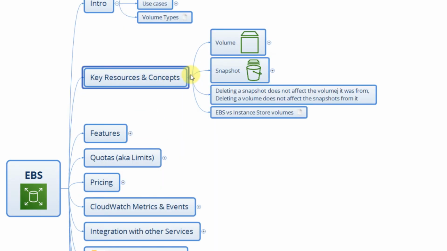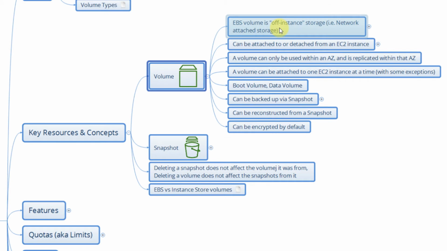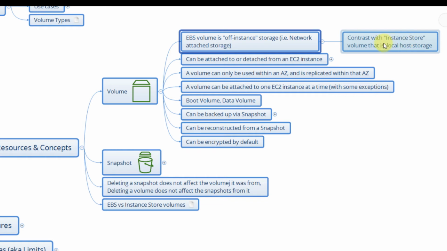Now let's look at some of the key resources and concepts in EBS. There are essentially 2 types of resources, volumes and snapshots. An EBS volume is of instance storage, that is, it's network attached storage. So these blocks of data live on devices that are in the network, accessed over the network from an EC2 instance. In contrast, instance store volumes reside on storage that is local to the host where the EC2 instance runs. We'll take a look at differences between EBS volumes and instance store volumes in a moment.